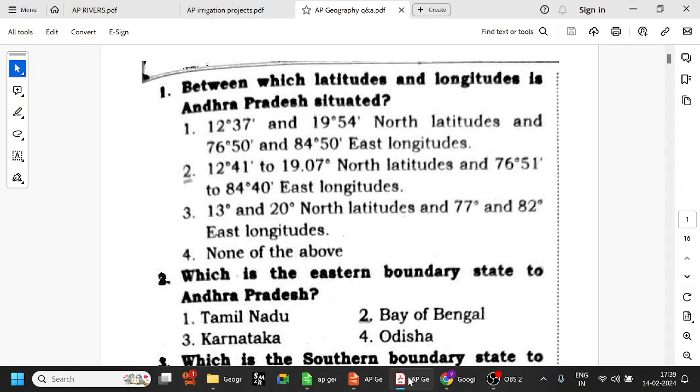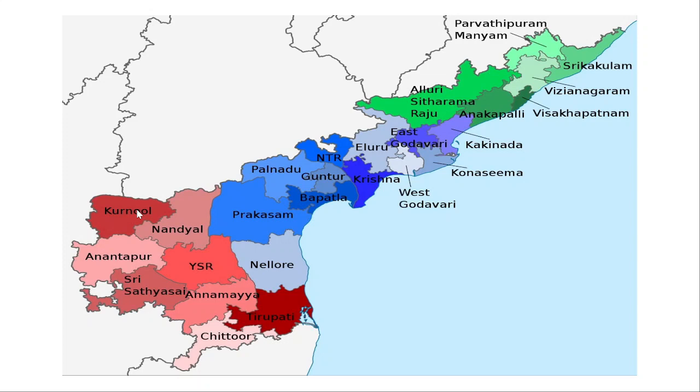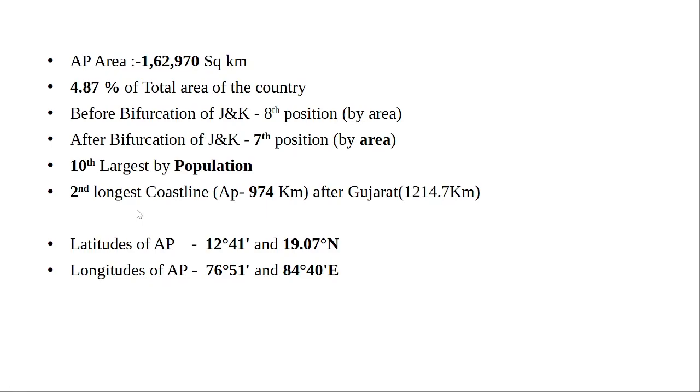Okay, let's have a quick revision of the questions and answers. So between which latitudes and longitudes is Andhra Pradesh situated? Okay, so if you go to, let us see, this is the new map of Andhra Pradesh after the 26 districts. And if you look at the latitudes, 12 degrees 41 minutes 19.07 north. Okay, so this is north above the equator, and 76 51 84 for east. So remember all these things.